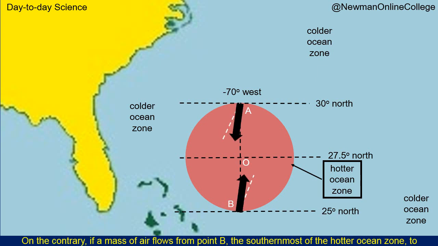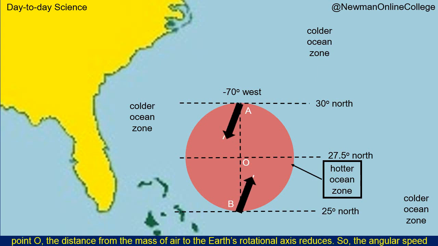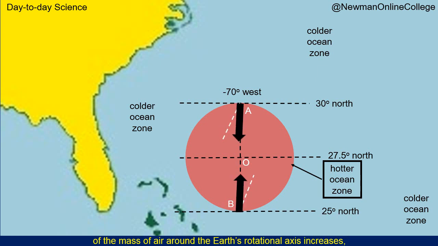On the contrary, if a mass of air flows from point B, the southernmost of the hotter ocean zone, to point O, the distance from the mass of air to the Earth's rotational axis reduces. So, the angular speed of the mass of air around the Earth's rotational axis increases, and the flow of air is therefore shifted to the east of line segment BO.